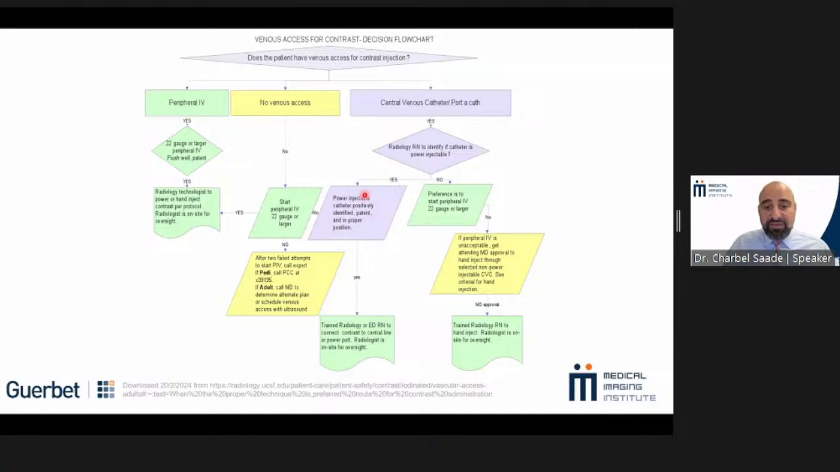If it's not a power PICC, but the radiologist still wants you to inject in that central line, the next thing you need to do is go in and check the catheter's documents to see the maximum pressure, if they allow injection, or is it hand injection, what they can and can't do. So be very careful. This is really an important item to pay attention to.